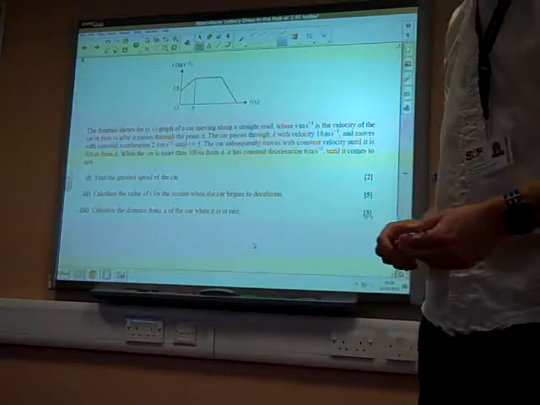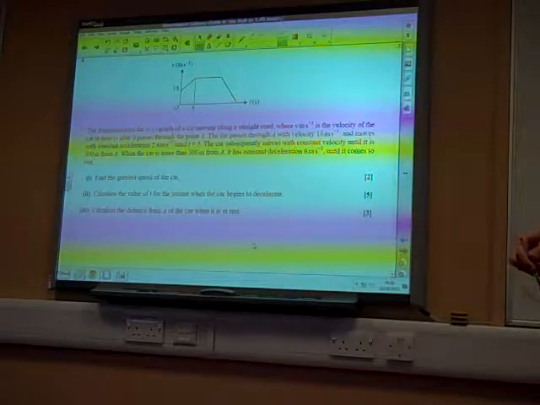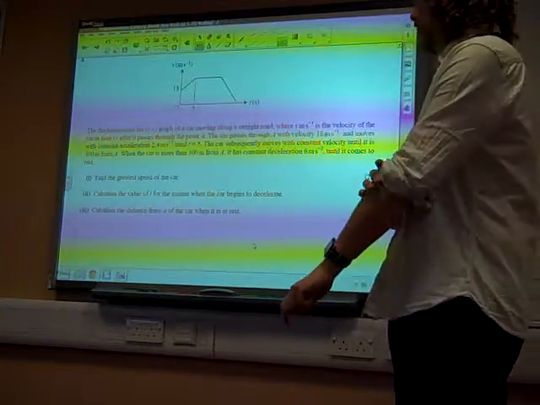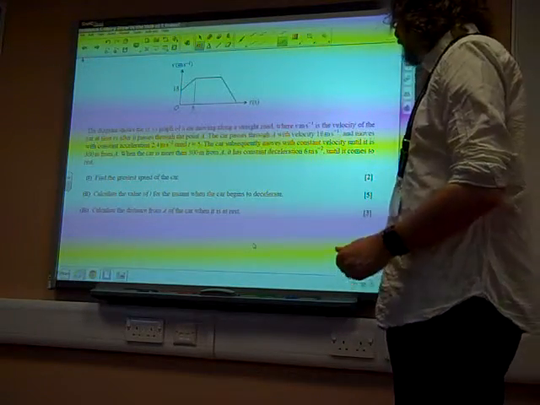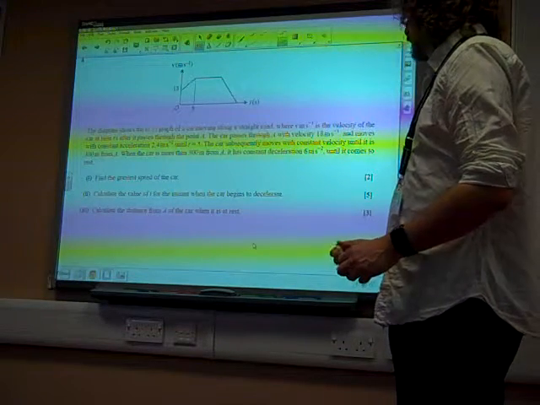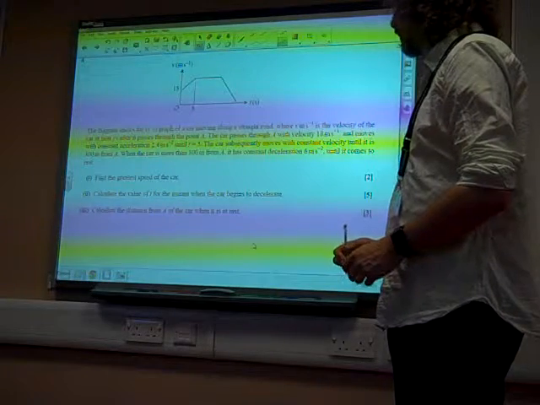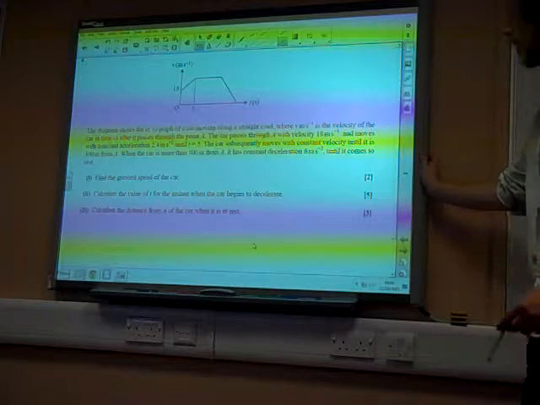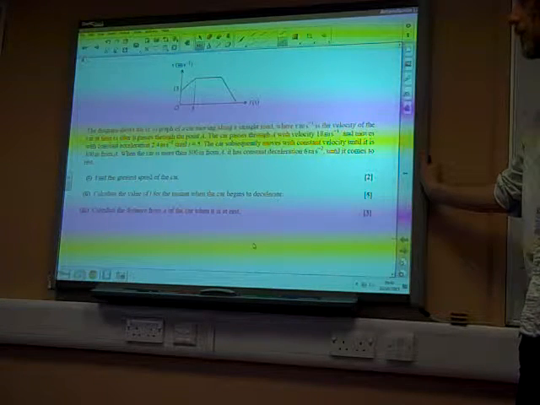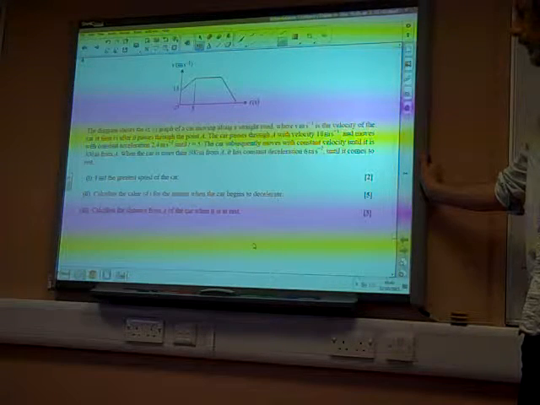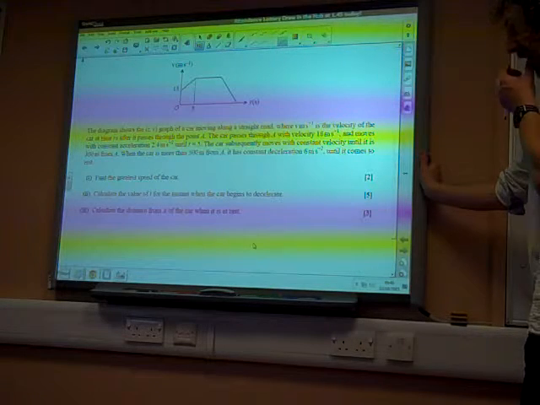Okay, question 4. The diagram shows the velocity time graph of a car. We all know what a car looks like. Moving along a straight road, where v is the velocity of the car at time t after it passes through the point A. It passes through with velocity 18, moves with constant acceleration until t equals 5, subsequently moves with a constant velocity until it is 300 metres from A. When the car is more than 300 metres from A, it has a constant deceleration of 6 metres per second until it comes to rest.